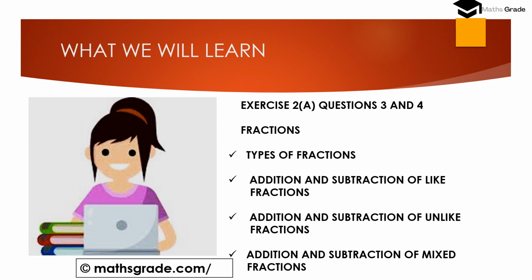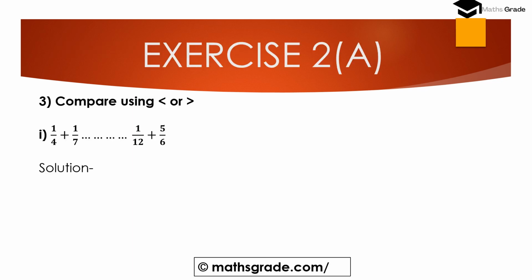Let's solve some questions. Now question number 3, compare using less than or greater than. First part is 1 divided by 4 plus 1 divided by 7, dash, 1 divided by 12 plus 5 divided by 6. This is left hand side and this is right hand side.